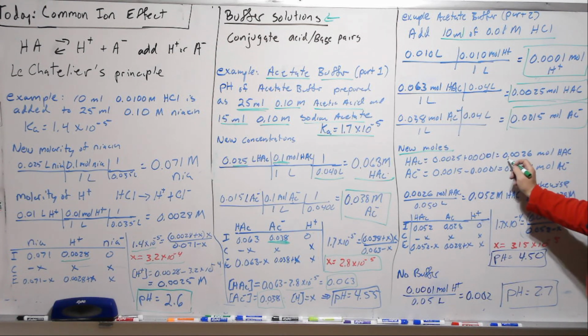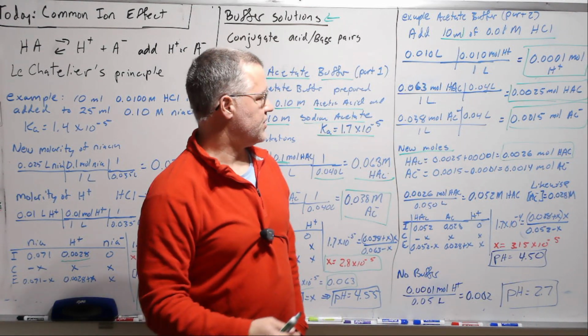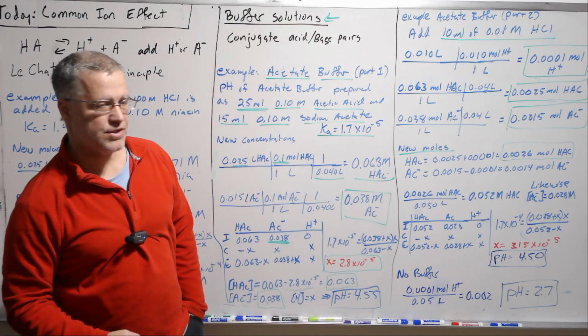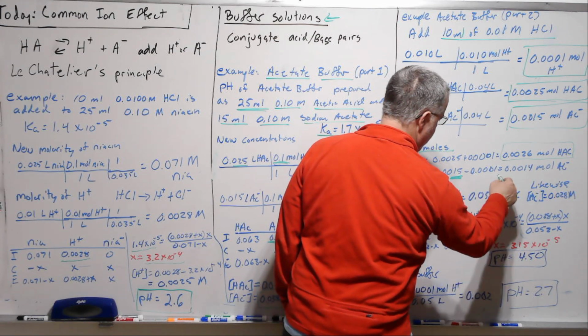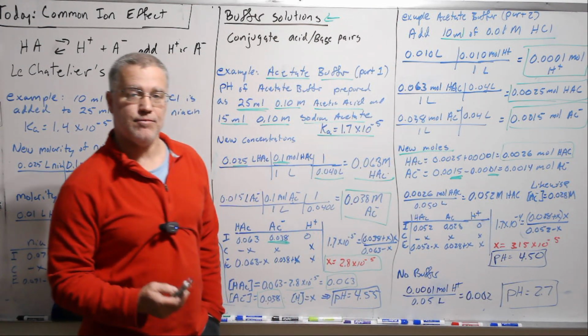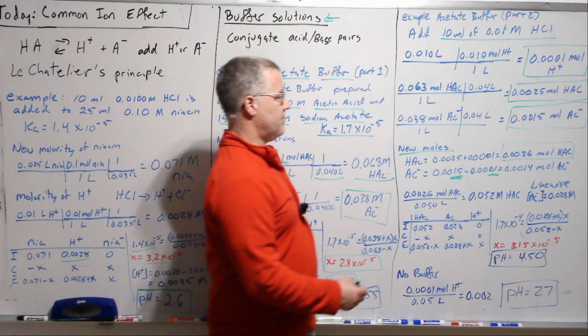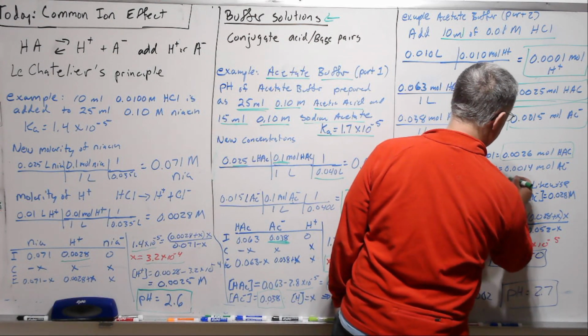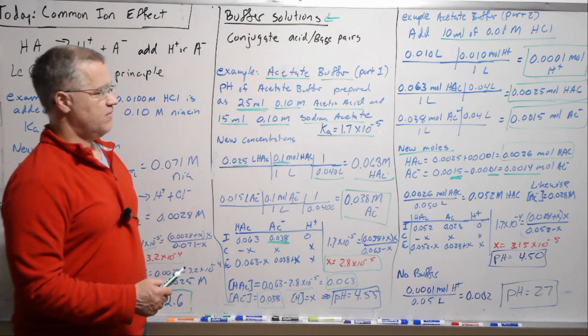And so we're going to have a total now of 0.0025 plus 0.0001, or 0.0026 moles of acetic acid. When we do that, we're going to consume exactly that many moles of the acetate, the conjugate base, and so we're going to subtract that, so we get 0.001 mole of acetate.